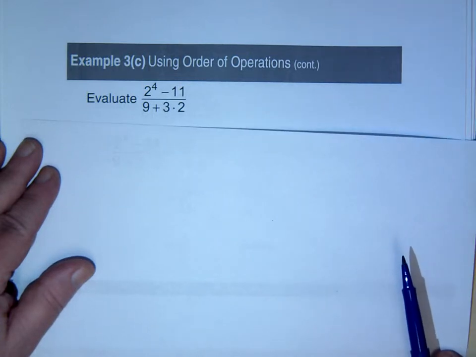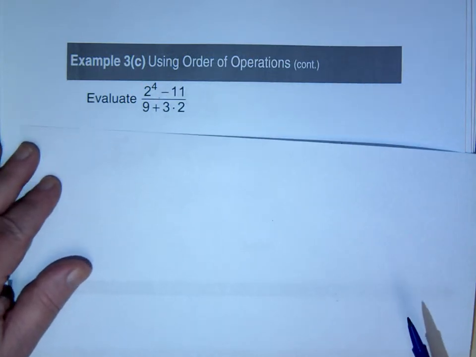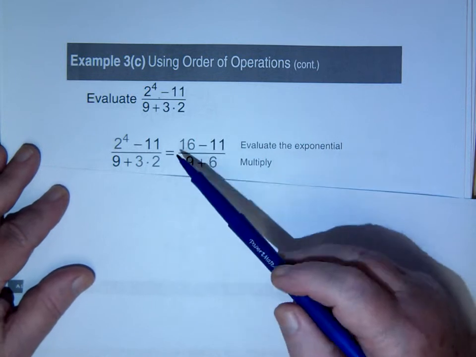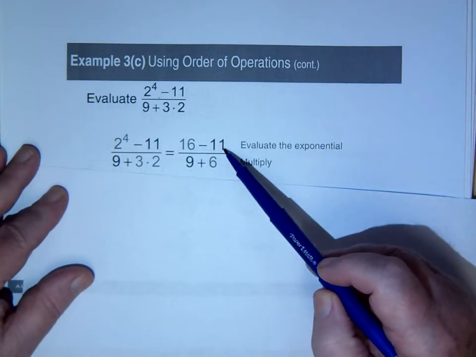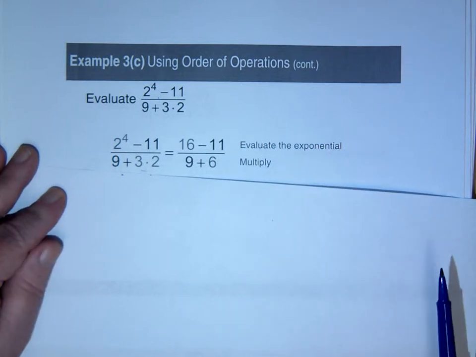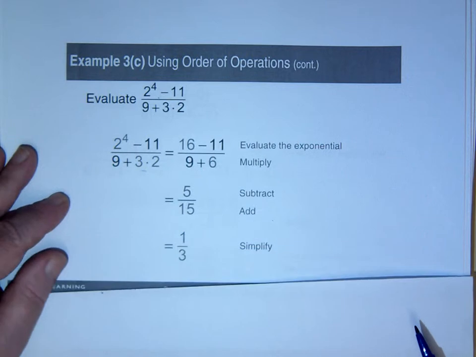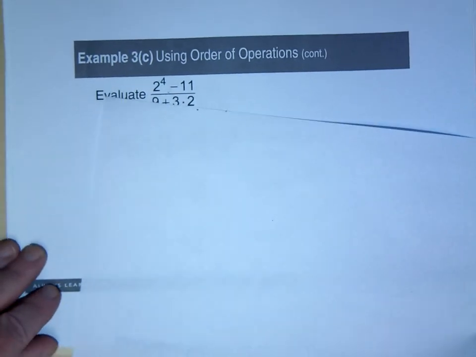On the top, we will do 2 raised to the 4th power first, and then we'll subtract the 11. So 2 to the 4th is 16 minus 11. Down here, we multiply first, getting 6, and add it to 9. We will have then 5 over 15, or 1/3.